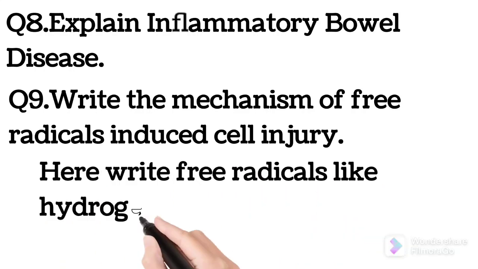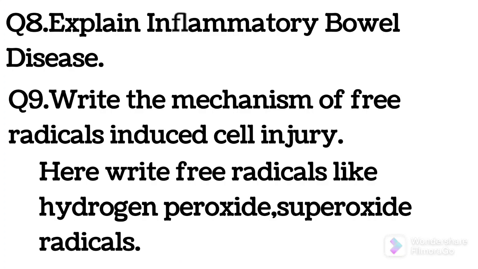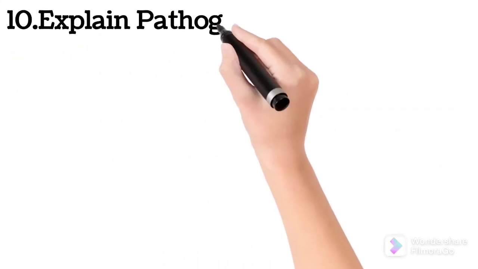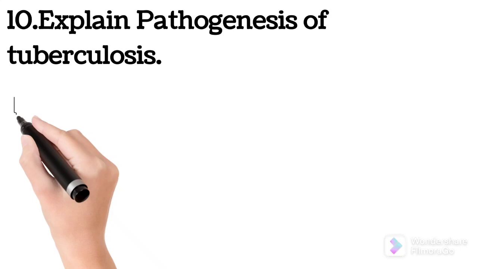Then, the mechanism of free radical induced cell injury. Very simple. What are free radicals? Here you have to write what free radicals are, and go on explaining, like hydrogen peroxide free radical and superoxide free radical. If these free radicals are deposited in your cell and the deposition increases, that leads to cell damage, that is, cell injury. You have to explain this content in your free radical induced cell injury. First write what cell injury is. Then write the two types, reversible and irreversible, and explain those radicals.